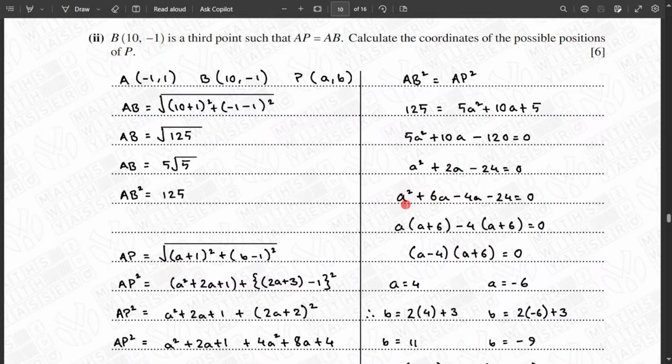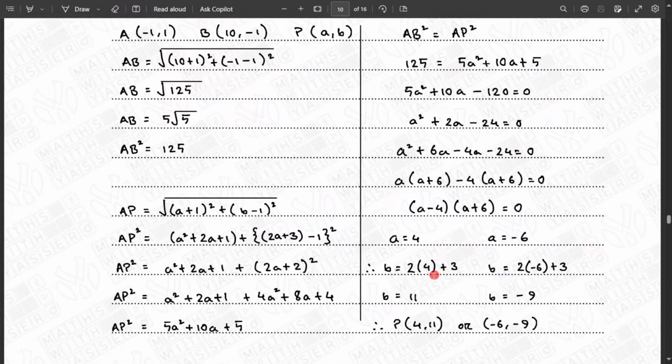Or we can do middle term splitting: a square plus 6a minus 4a minus 24 equals 0. If we take a common, it will become a plus 6, and minus 4 will give us a plus 6 again. So the factors will be (a minus 4) and (a plus 6) equals 0. Therefore, a is positive 4 and a is negative 6. Now, since we know the value of a, we can substitute these two values into the expression of b, and that will be 2 times 4 plus 3, which is 11, and 2 times negative 6 plus 3, which is negative 9. So P could be (4, 11) or (-6, -9).